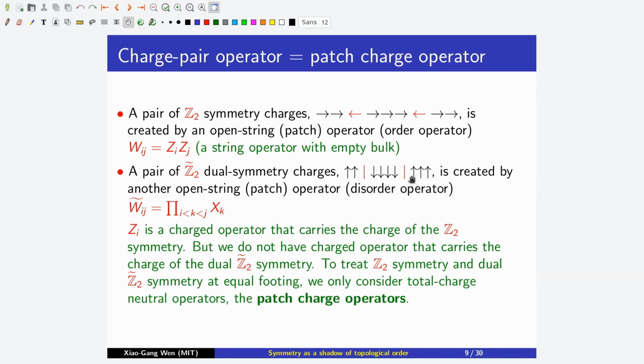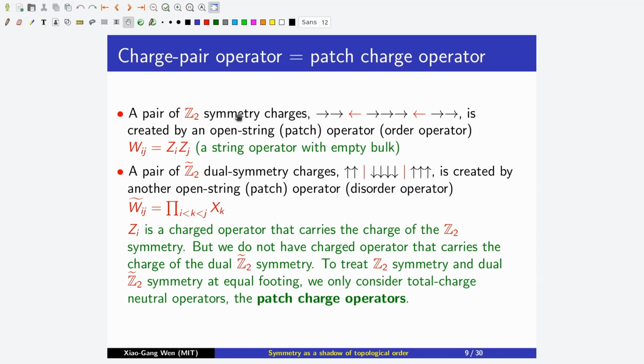Okay, to be fair to every symmetry, let's forbid this single Z operator. So we also say we only allow creating a pair of Z2 charges, just like we only allow creating a pair of dual symmetry charges. Certainly there's a reason for that, which is that both these charge pair operators actually act within the so-called symmetric sub-Hilbert space.